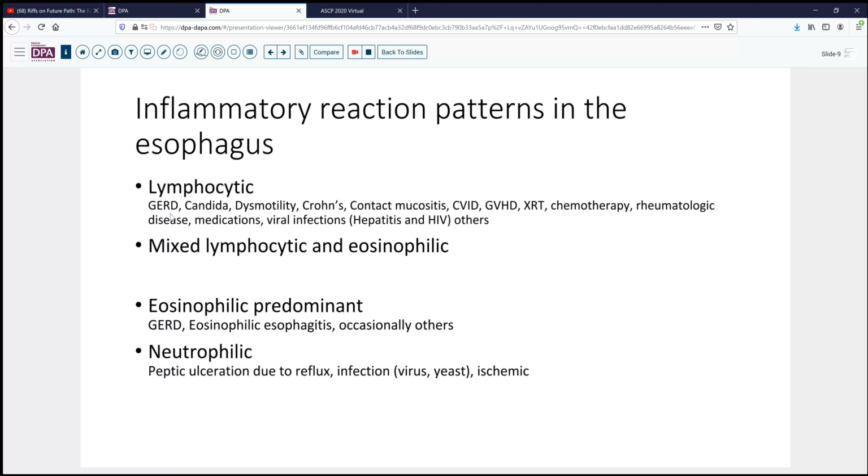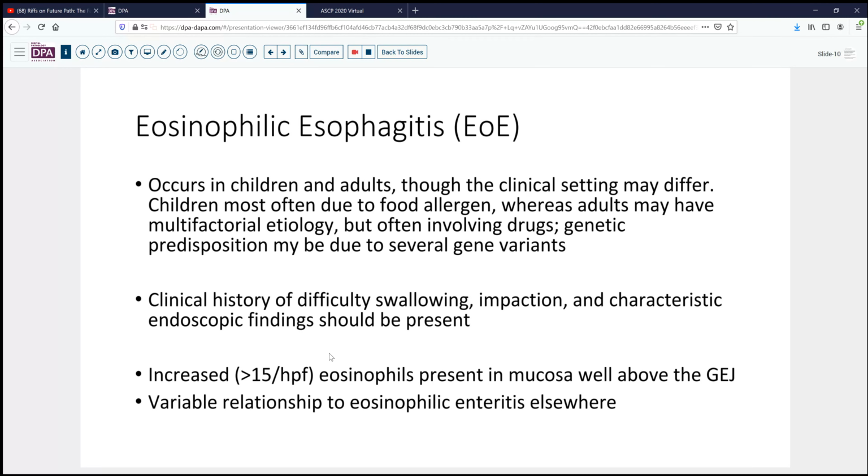There are several gene variants which are more likely to be associated with this. Clinically, these patients tend to have difficulty swallowing. They may have a sense of food sticking. And we should see some of those characteristic endoscopic findings that we've noted. As I've mentioned, the threshold is 15 eosinophils per high power field, and it needs to be well above the gastroesophageal junction, just to make sure that this is not just reflux. Now, there is some relationship to eosinophilic enteritis elsewhere, and we'll show you some images that might go along with that.